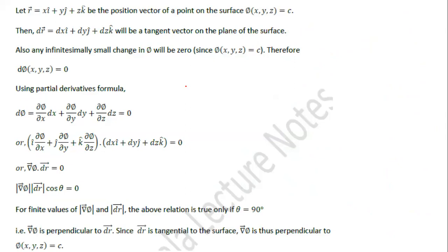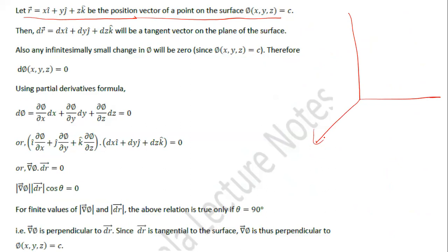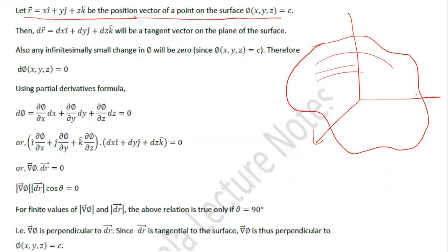All right. Now let us continue. Let's say we take r as a position vector. We already know this is the position vector of any point on the surface phi. In the earlier case, for simplicity as an illustration, we considered a flat surface, but we can actually have any kind of arbitrary surface like this. So let's say we have a surface like this, and r vector here is the position vector of any point on the surface, where phi(x, y, z) equal to c is the equation of the surface.